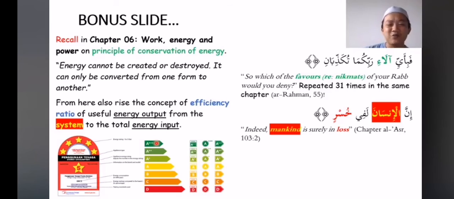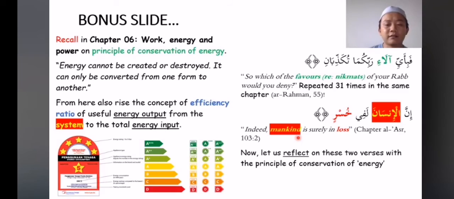It won't be efficient. We as a system of mankind will not be efficient enough because our output is not setara, it's not the same. If the output is the same as the input, okay, no problem. If the output is more, that's what we want, the ratio. So let's reflect on these two verses with the principle of conservation of energy.